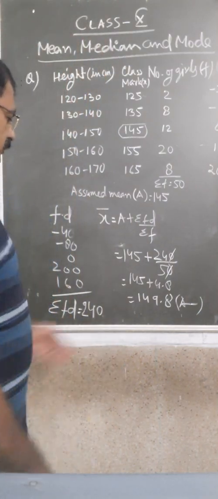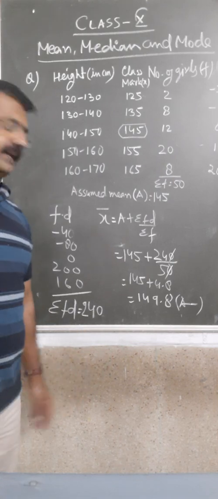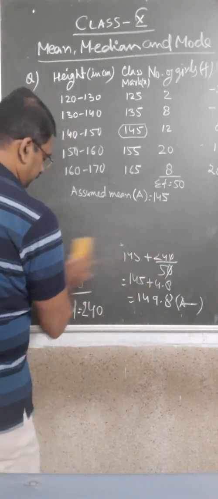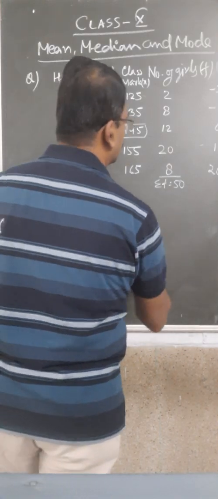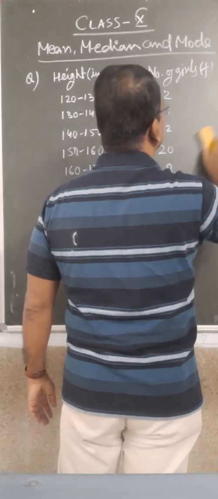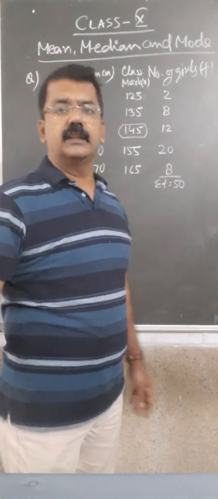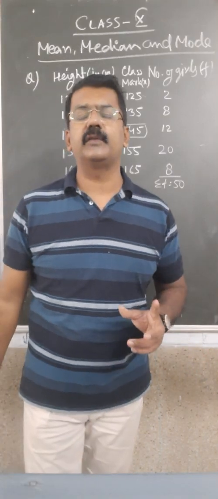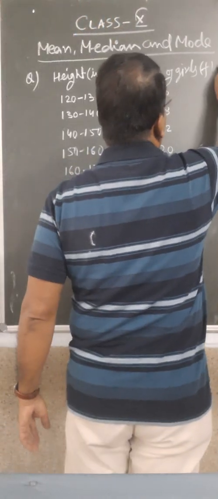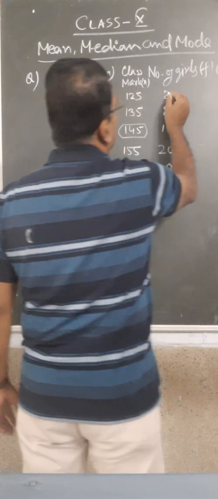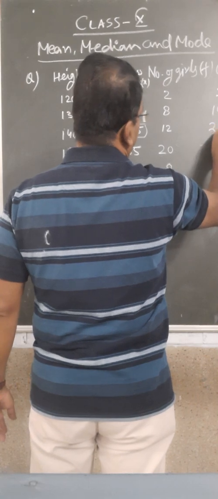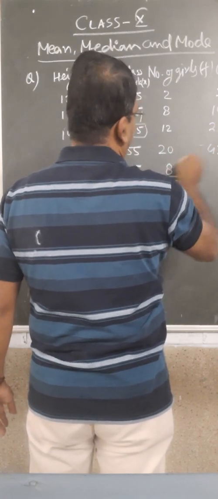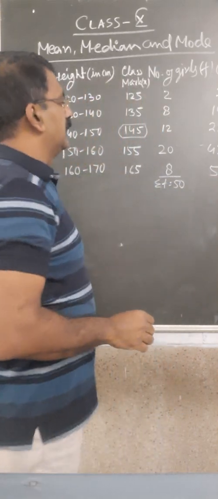Now in the same question we have to find median and mode also. So this is the mean, 149.8. Now, to find the median we need cumulative frequency. Cumulative frequency table is required to find the median. So first of all we have to write the cumulative frequency: 2, then 2 plus 8, that is 10, 10 plus 12, 22, 22 plus 20 is 42, 42 plus 8 is 50. That is the cumulative frequency.